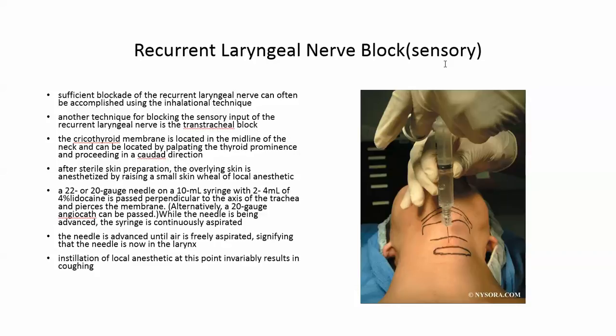The cricothyroid membrane is located in the midline of the neck and can be located by palpating the thyroid prominence and the cricoid cartilage. A 20 gauge angiocath and a 20 gauge needle on a 10 ml syringe with 2 to 4 ml of 4% lidocaine is used to perform the block. The needle is introduced perpendicular to the axis of the trachea.